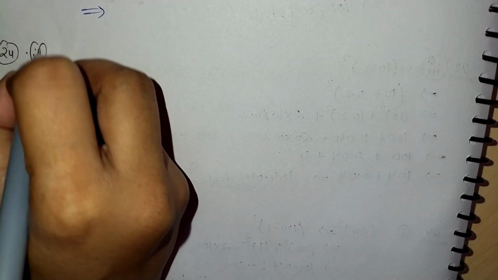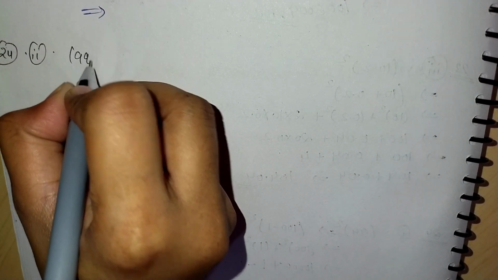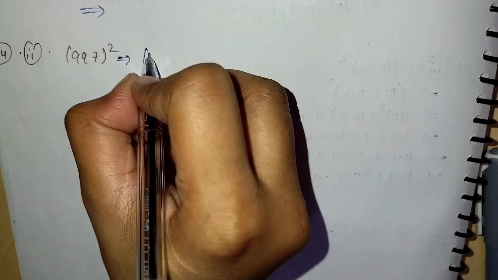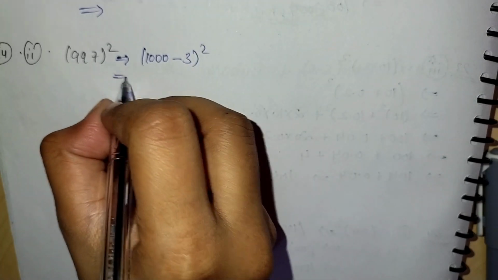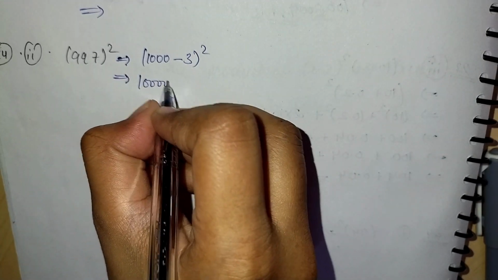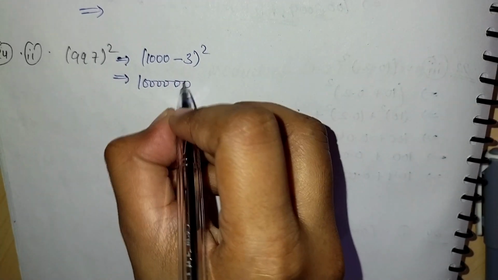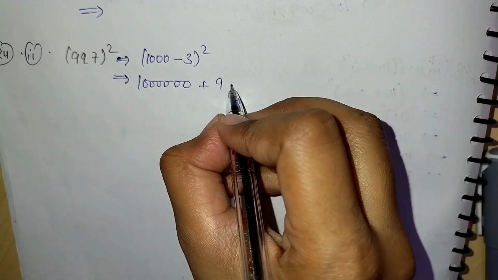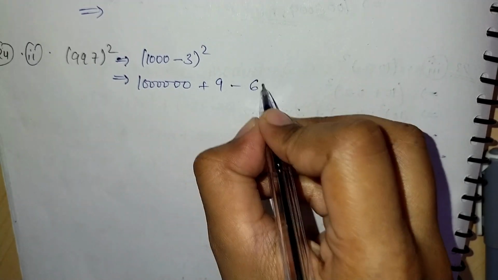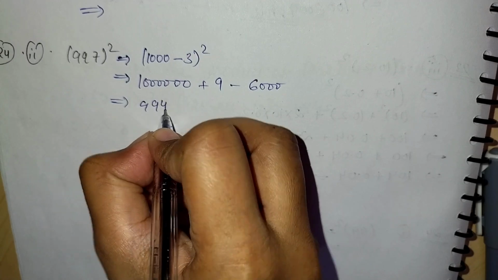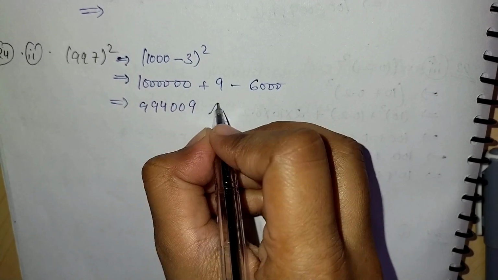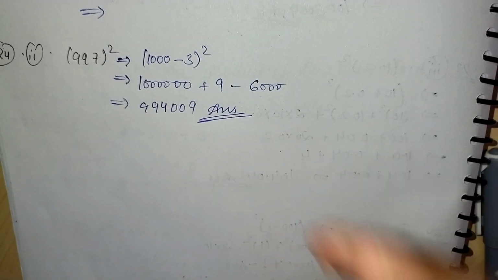Let us solve the 24th second part here, as it is 997 whole square. So we will write 1000 minus 3 whole square equal to 1000000 plus 9 minus 6000, equal to 994009 as the answer here in this question.